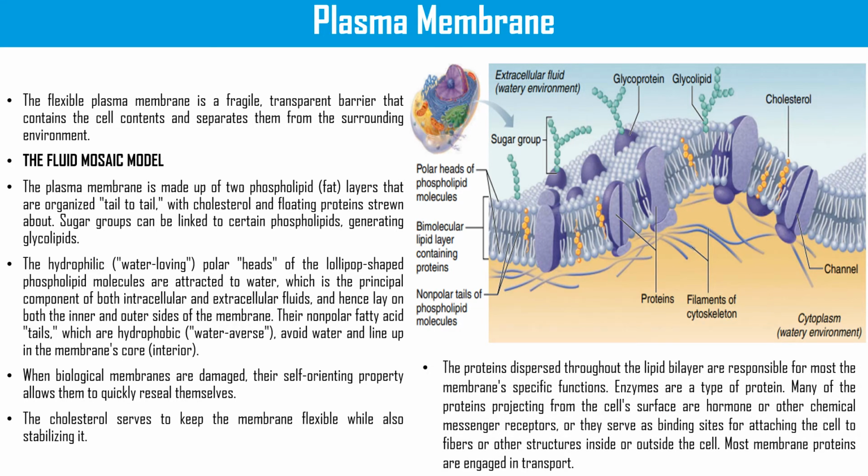Proteins dispersed throughout the lipid bilayer are responsible for most of the membrane's specific functions. Enzymes are a type of protein. Many of the proteins projecting from the cell surface are receptors for hormones or other chemical messengers, or they serve as binding sites for attaching the cell to fibers or other structures inside and outside the cell. Most membrane proteins are engaged in transport.